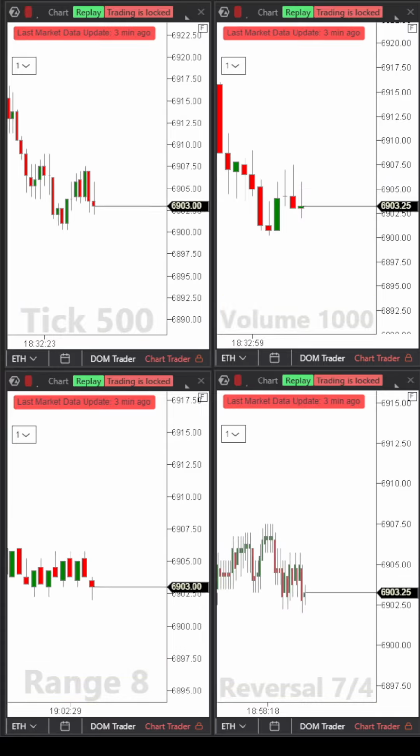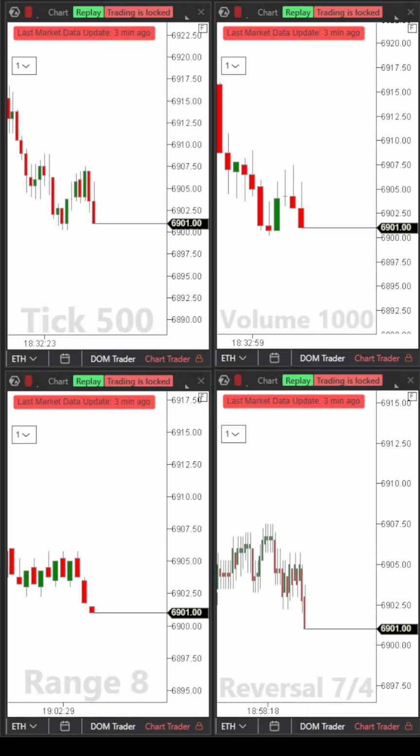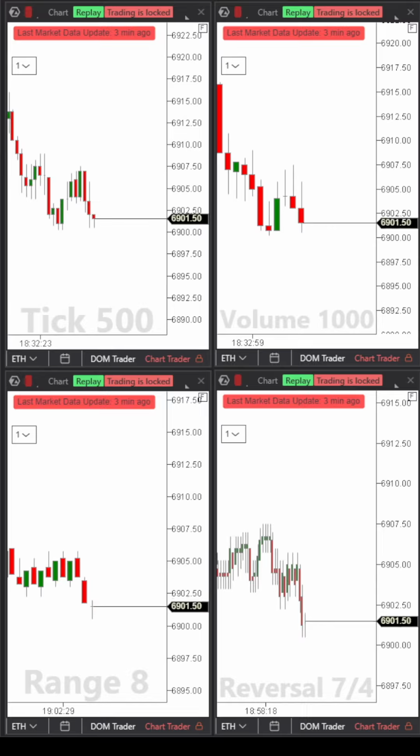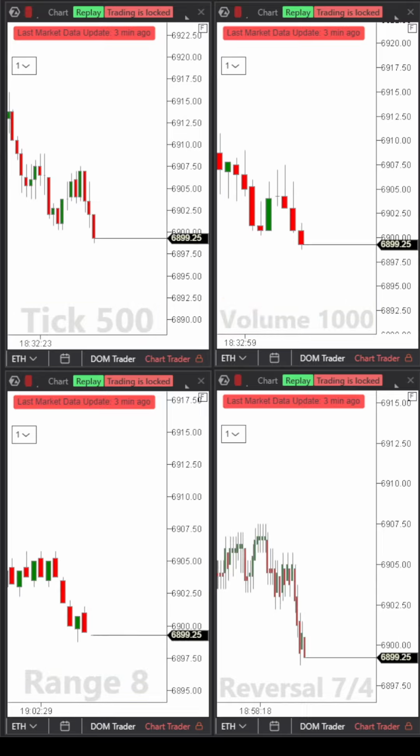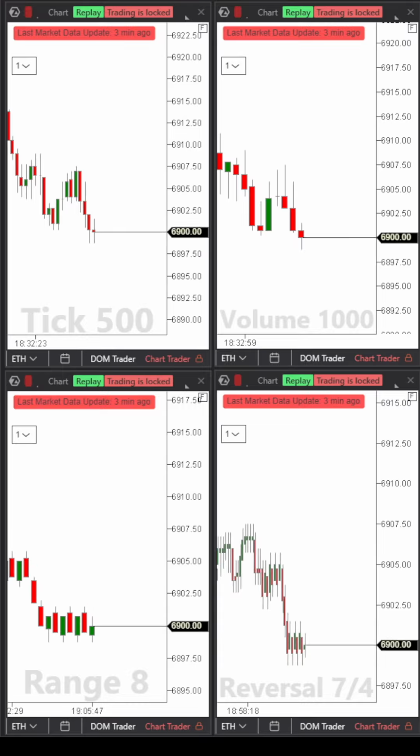Now, one trait these non-time-based charts all share in common across the board is reducing noise. Time-based charts will always print candlesticks just from the mere passage of time. With tick, volume, range, and reversal charts, conditions that are not time dependent have to be met before a candlestick can close and a new one opens.